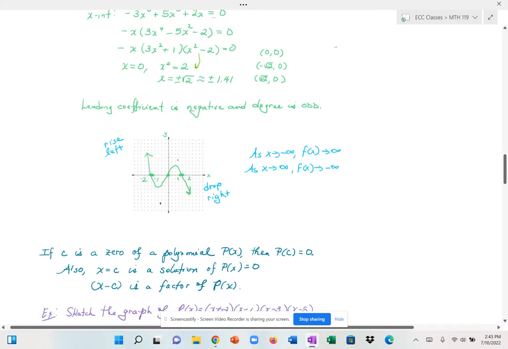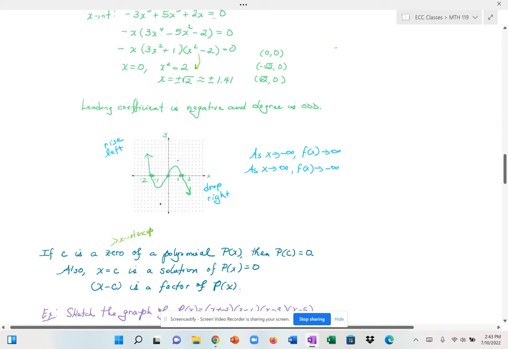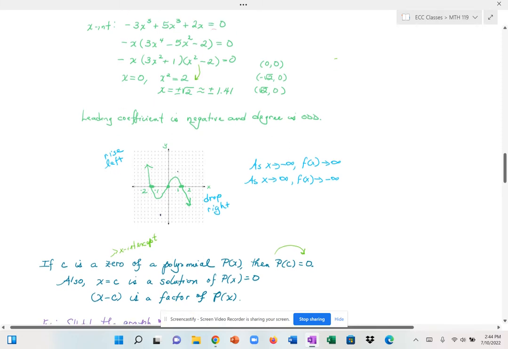All right, if we call c a zero of a polynomial, remember a zero is just another word for an x-intercept. So if we call c the zero of a polynomial, then P of c equals 0. And that is true. Remember, when we found these, we let the function equal 0. So when x equals c, that's considered to be a solution of the original equation equal to 0. And when that's true, x minus c is considered to be a factor of the polynomial.